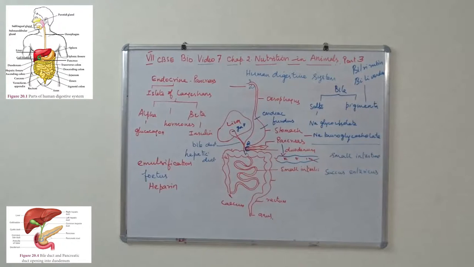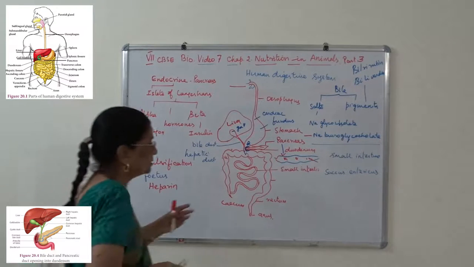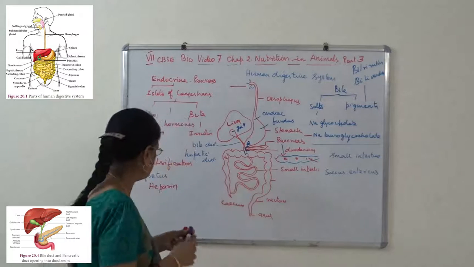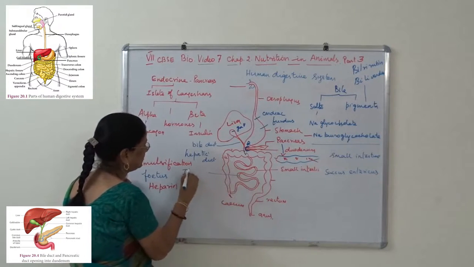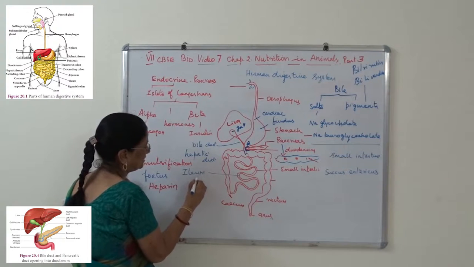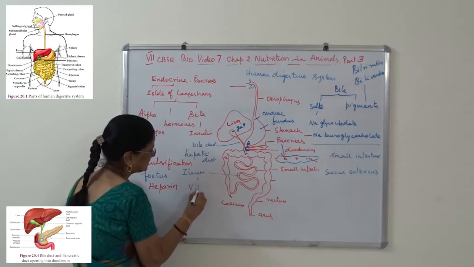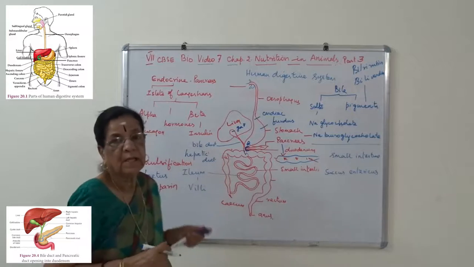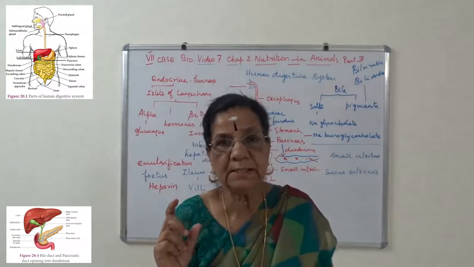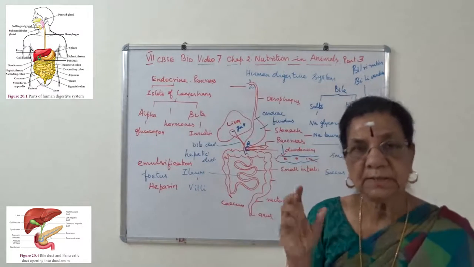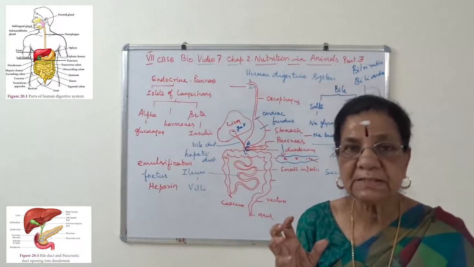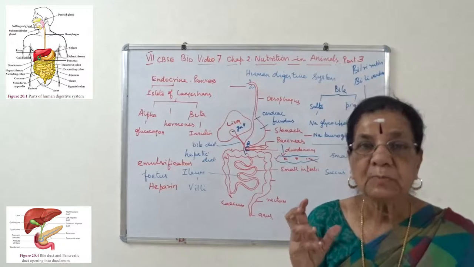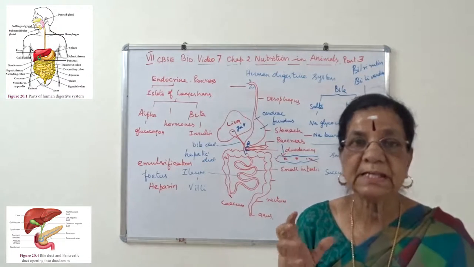Okay. Then in the small intestine, the ileum portion has a structure called villi: numerous finger-like projections called villi. And these villi increase the absorptive surface area.